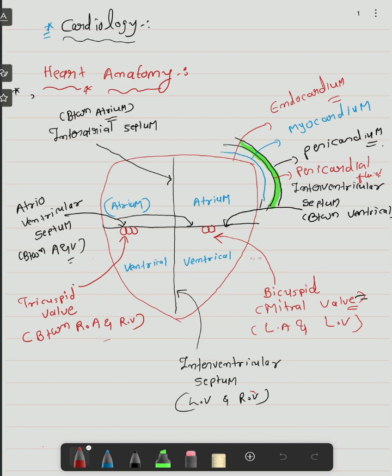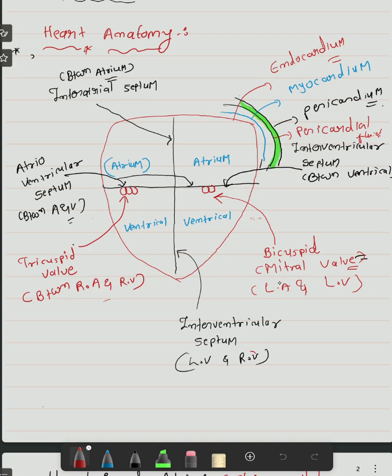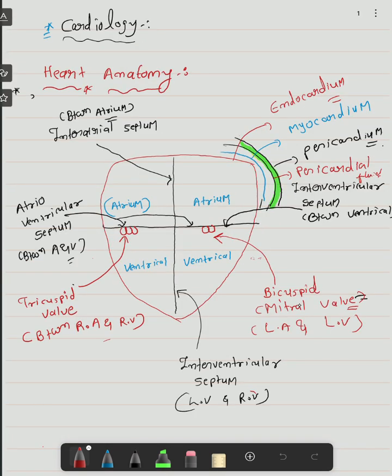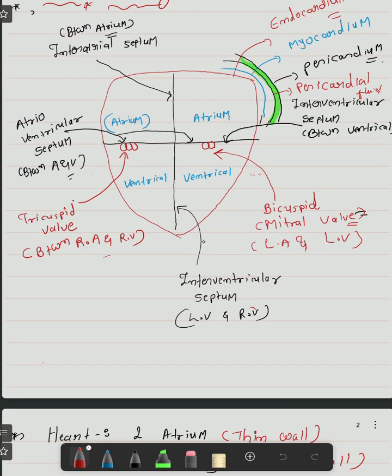We are going to start with cardiology. As we know, in the heart we have four chambers, as you can see in the image. So we will start from the heart anatomy. You can see we have two atria and two ventricles. We also have two sides of the heart, the right side and the left side.